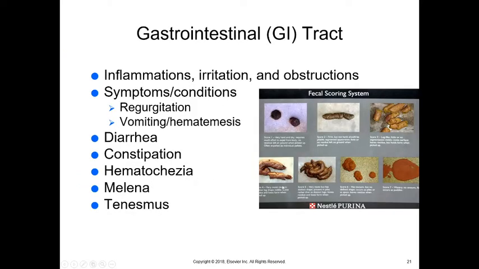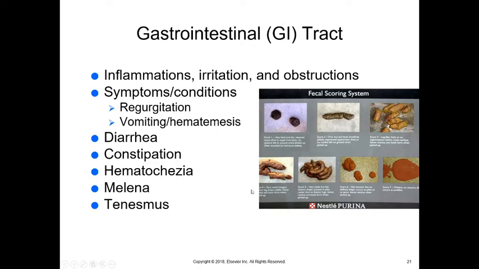Hematochezia means blood in the stool. Fresh blood in the stool is not as worrying to me as digested blood. Digested blood is melena. Melena is when we have a black, tarry stool, and that means that we have bleeding further up in the GI tract. It's been partially digested and it's coming out with the stool.